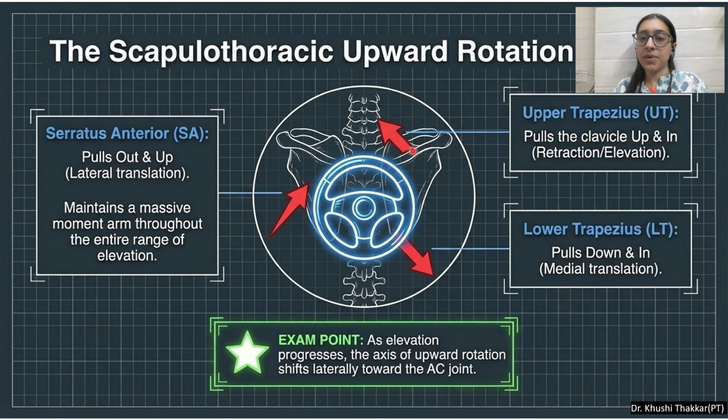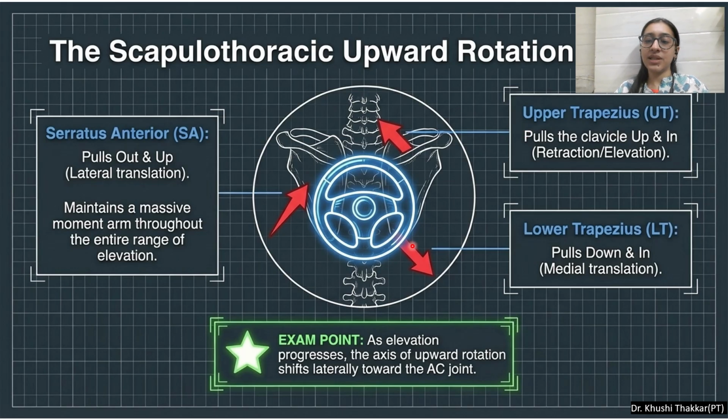Next comes the upper trapezius, as we see in this direction. This pulls the clavicle up and in, that is retraction and elevation of the clavicle. Okay. Next comes the lower trapezius, which acts in unison with the upper trapezius and pulls down and medial translation.